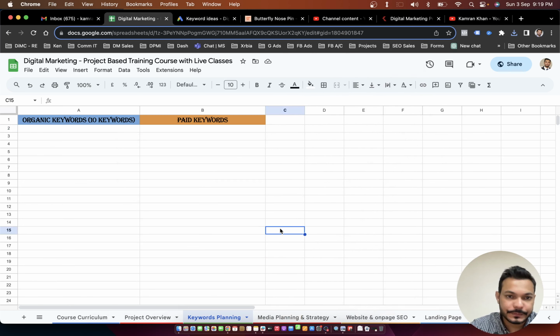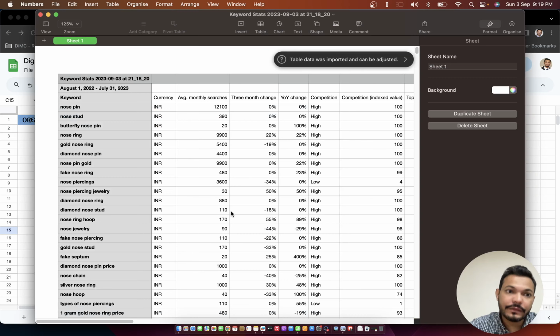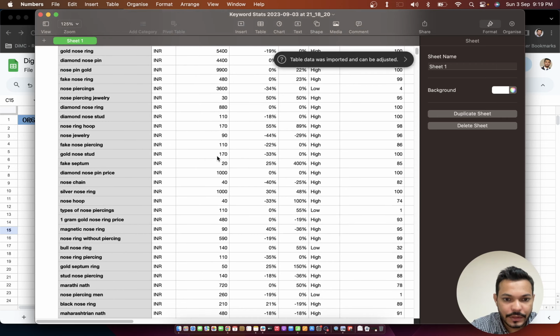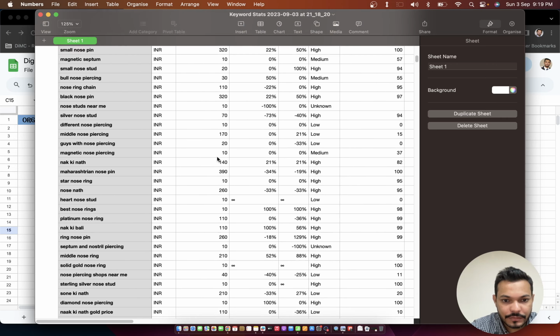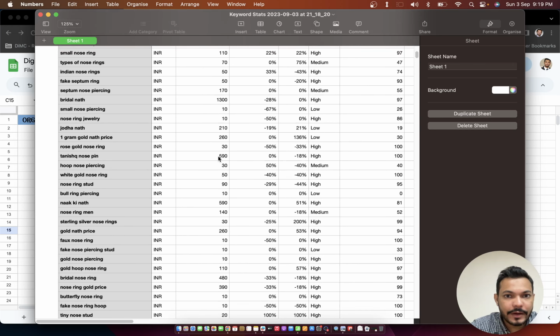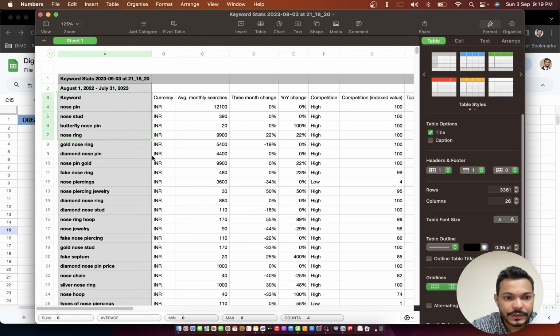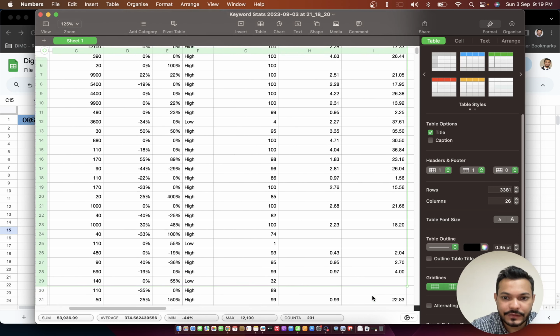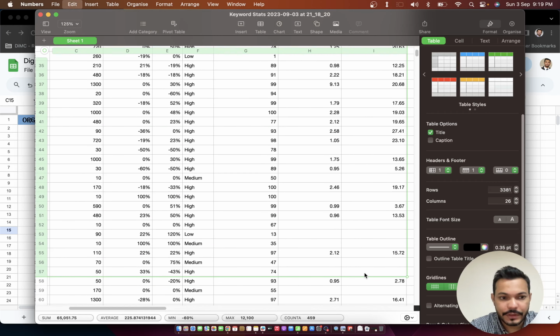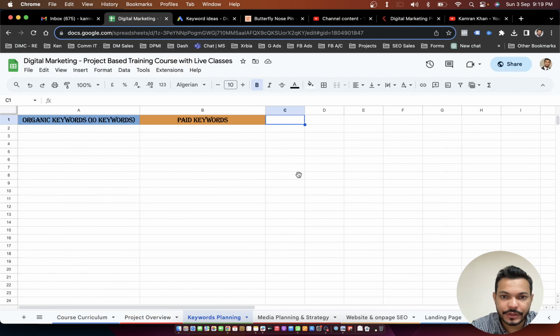Now we have a list over here. In fact, first we pull out the best keywords from the list. So it starts from here, which says nose pin, nose stud, butterfly nose pin, nose ring, gold nose ring. So we already have the top average monthly searches on the top. And then at the bottom, we have the keywords with lesser searches. So let's say I randomly go with the top 20-30 keywords from the list, and then I'll finalize my keywords from there. So I'm going to copy the top rows and put it in this sheet.